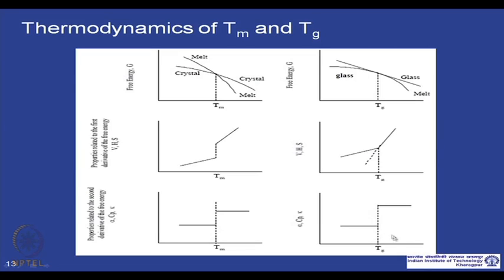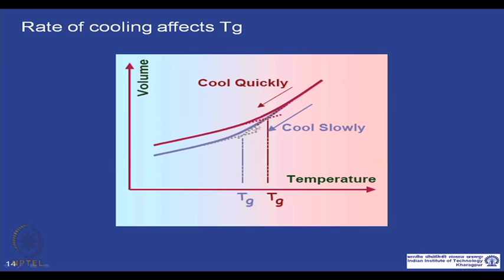So, does it mean that, we know that melting temperature Tm is a thermodynamic first order transition, but does this mean that glass transition is a second order transition thermodynamically? The answer is no, because the glass transition temperature also depends upon the rate at which we cool the polymer matrix or polymer melt.